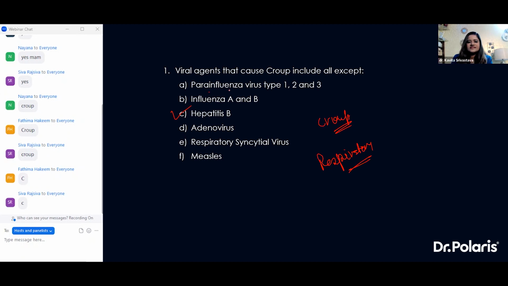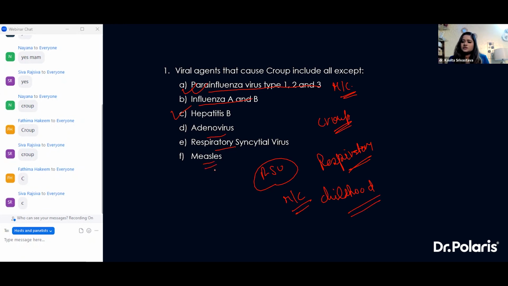So parainfluenza virus type 1, 2, and 3. This is the most common organism responsible for causing croup. Parainfluenza and influenza, these two viruses are very, very influential in this particular disease. Adenovirus is also a virus that results into respiratory tract infection and therefore it can cause croup. Respiratory syncytial virus or RSV is one of the most common viruses related to childhood respiratory illness. So RSV is also well known to cause croup.